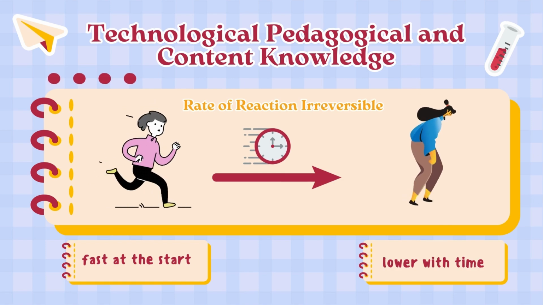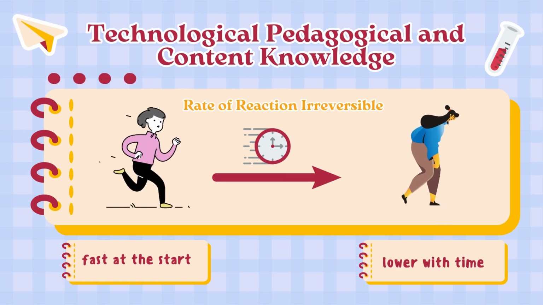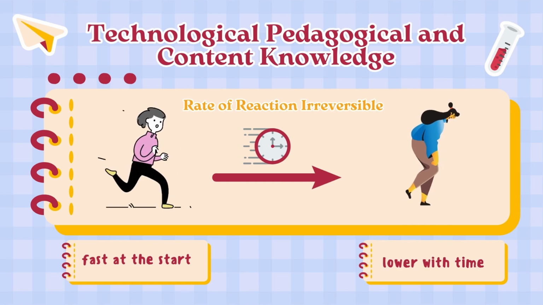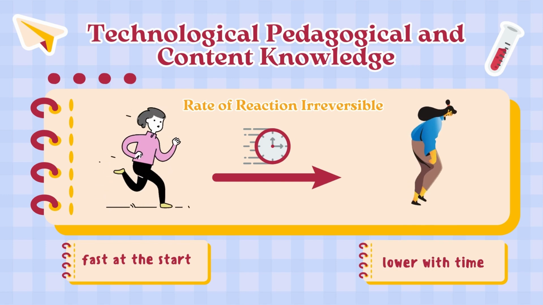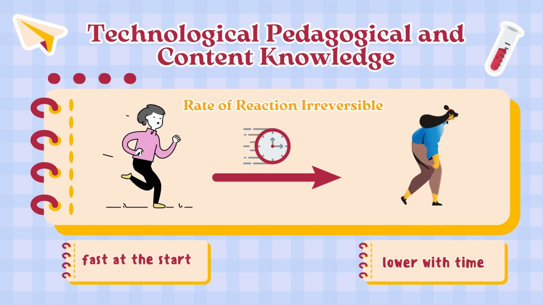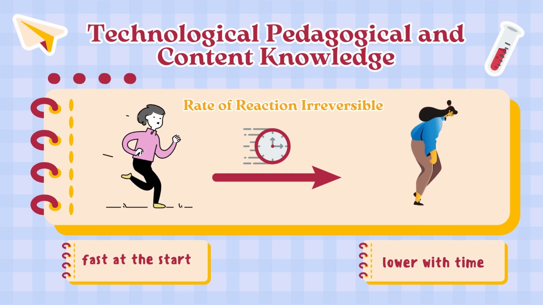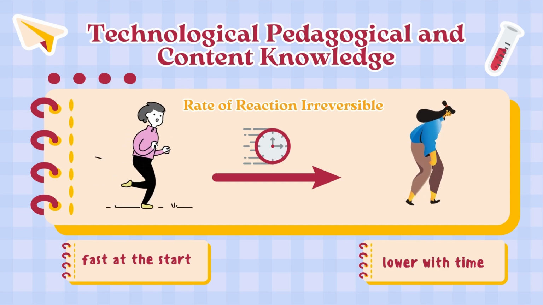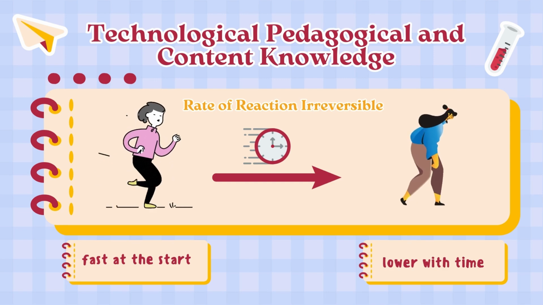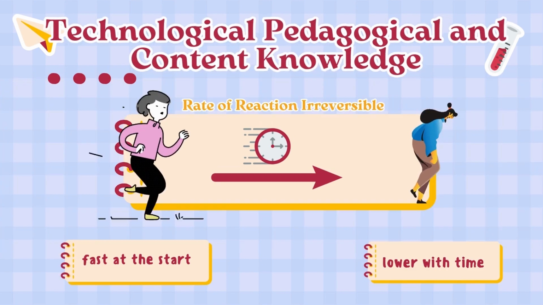The rate of reaction slows down as the concentrations of the reactants decreases, which can be likened to a person running. At the beginning of an activity such as running, a person has a lot of energy so that she can move quickly. However, over time, energy is depleted and the person becomes slower.